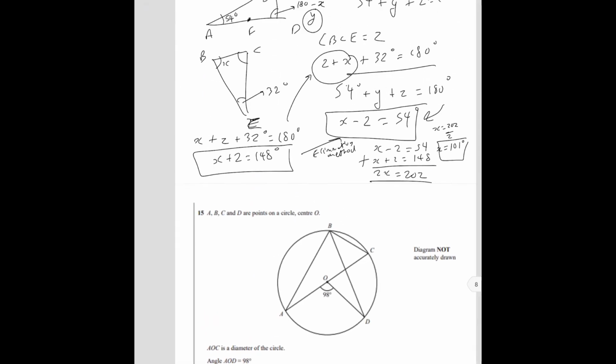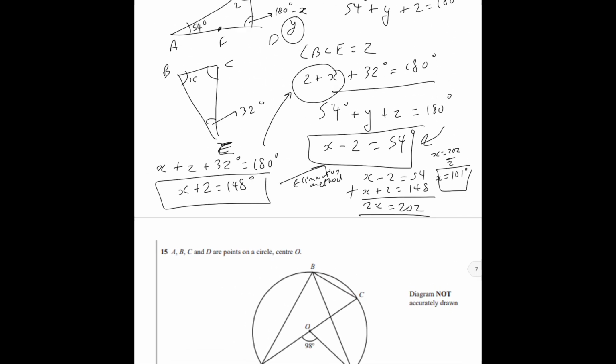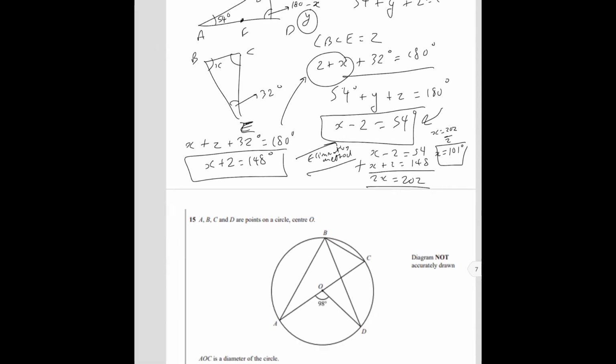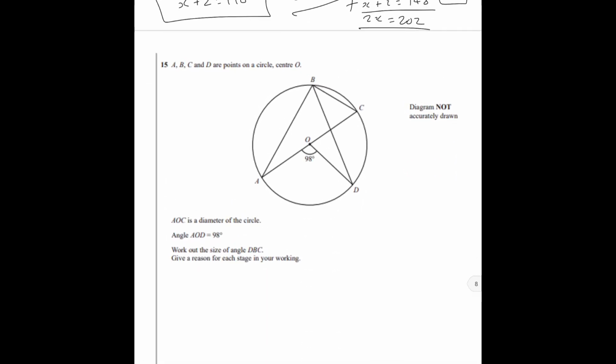Alright, let's move on to the next question. That question was a bit complex, but once you grasp the idea of the relationships through elimination method, you can understand the question. A, B, C, D are points on a circle center O. AOC is the diameter of the circle. Angle AOD is equal to 98 degrees. Work out the size of the angle DBC. Give a reason for each stage of your working.